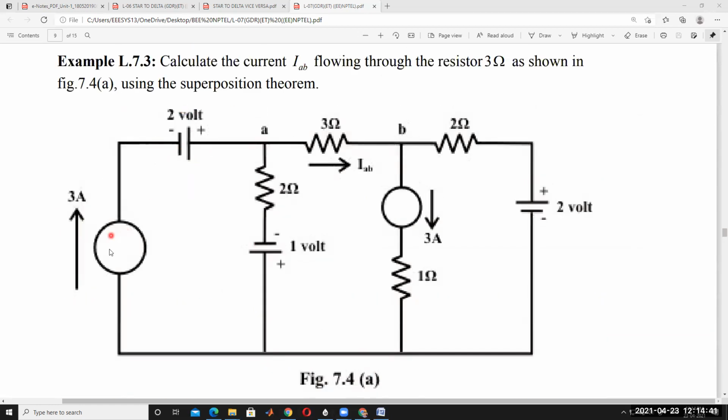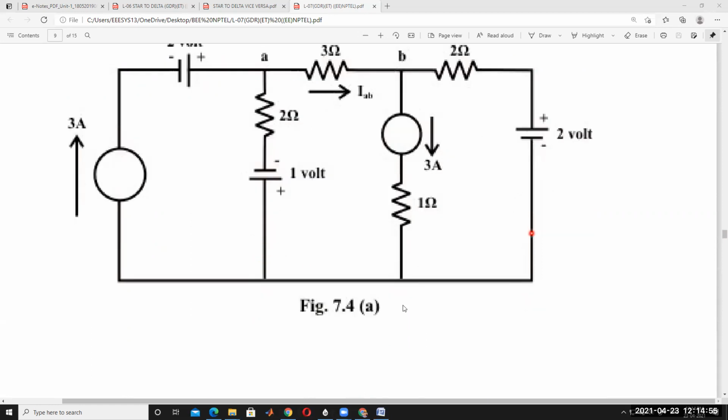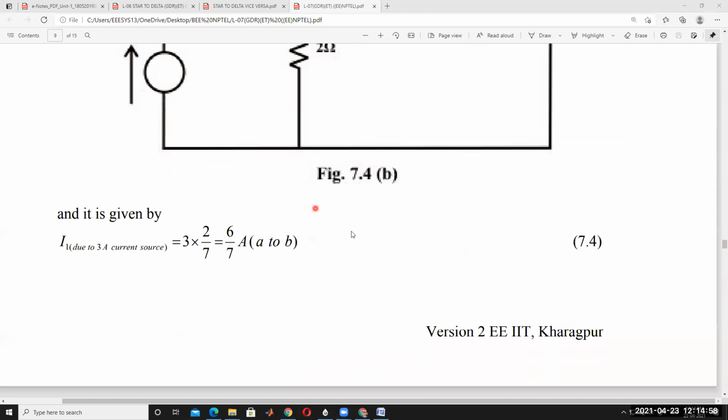So deactivate means, what is the internal resistance of the current source? It's infinity. So that's why it is open circuited. What is the internal resistance of this current source? Infinity, open circuited. What is the internal resistance of this voltage source? 0, short circuit here and short circuit here. And then find the current flowing through this A to B.